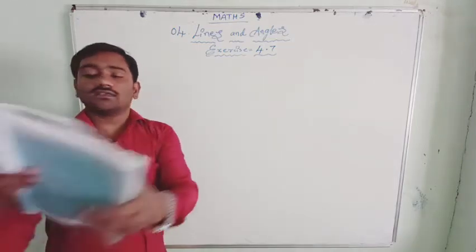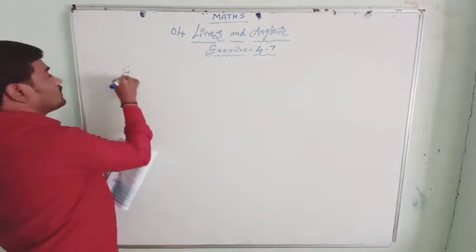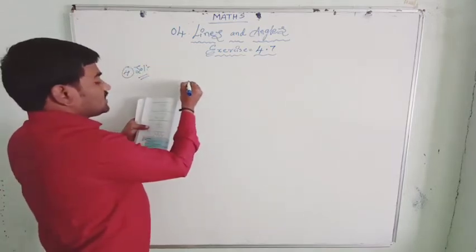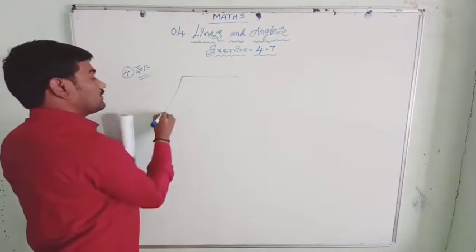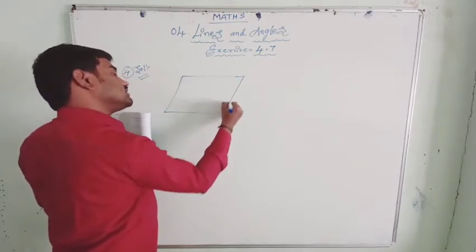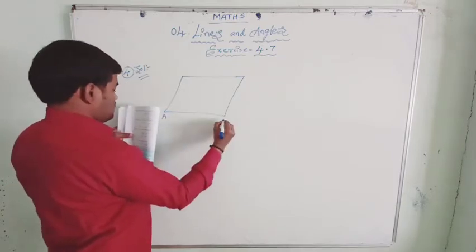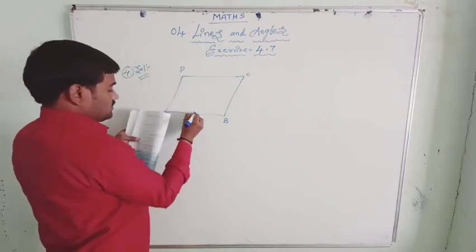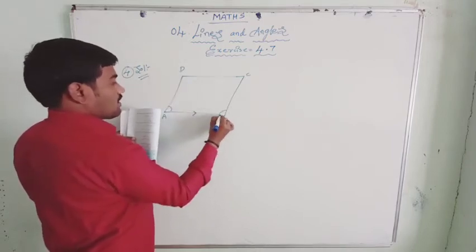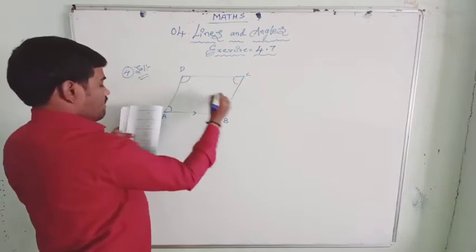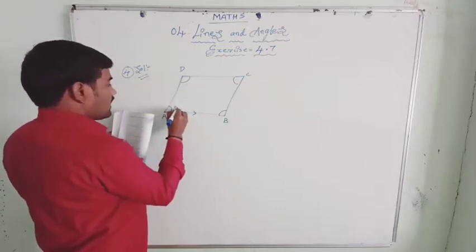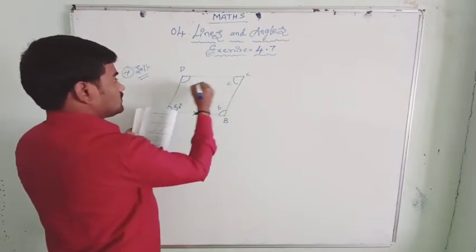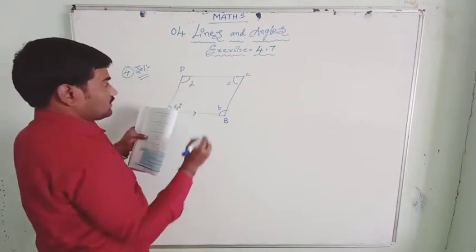Overall, there are 6 questions. Now there is a 4th question here. ABCD is a quadrilateral. Here they have given ABCD, a quadrilateral. In that, angle A equals 50 degrees, and the angles at B, C and D are to be found.